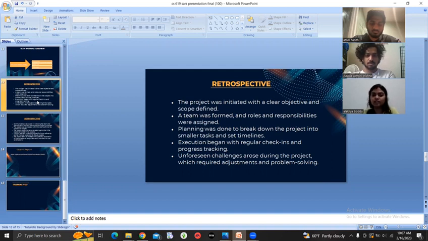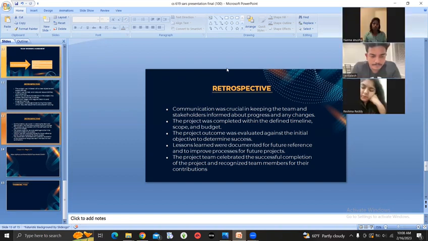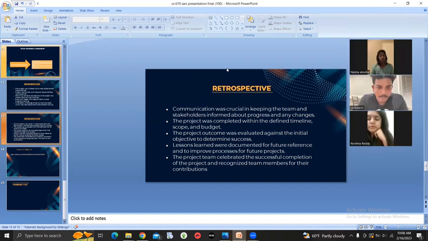An unforeseen challenge arose during the project, which required adjustments and problem solving. Communication was crucial in keeping the team and stakeholders informed about the progress and any changes. The project should be completed within the timeline, scope and budget. The project outcome was evaluated against the initial objective to determine success. The lessons we learned are documented for future reference and to improve the process for future projects. The project team celebrated the successful completion and recognized the team members for their contributions.